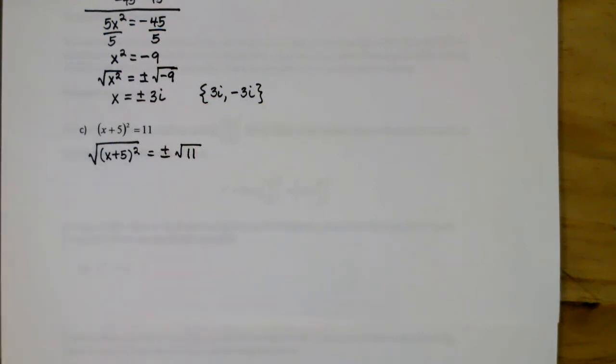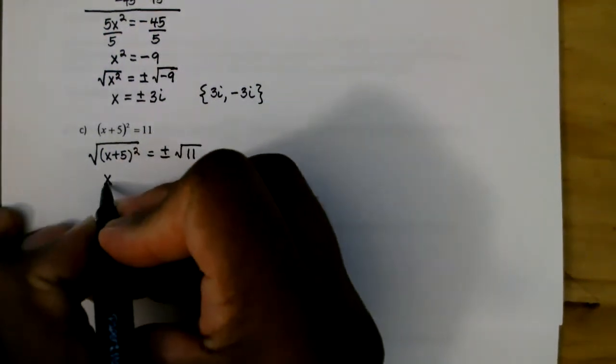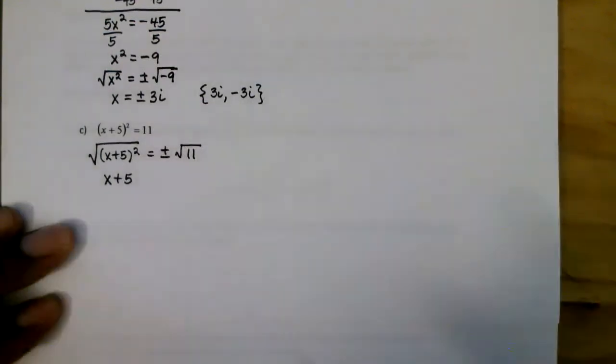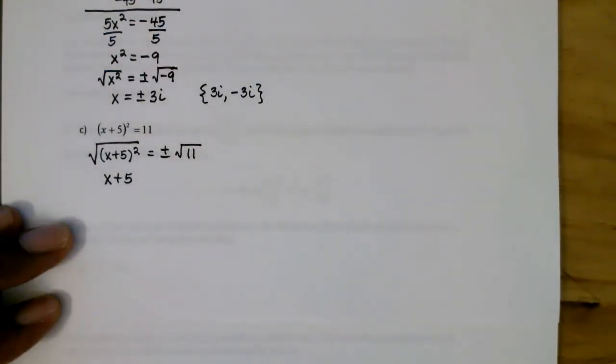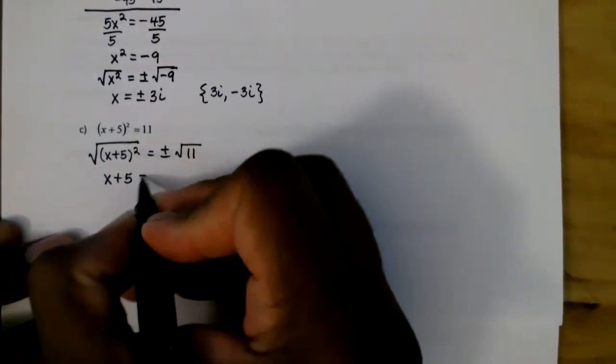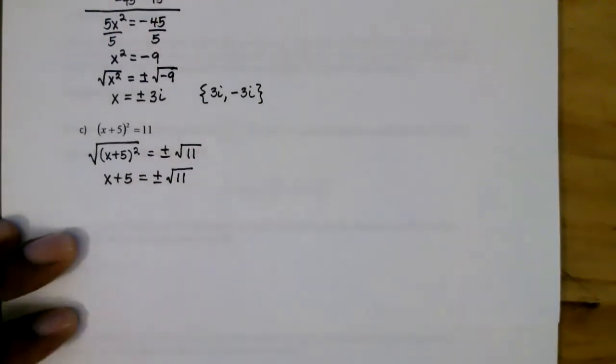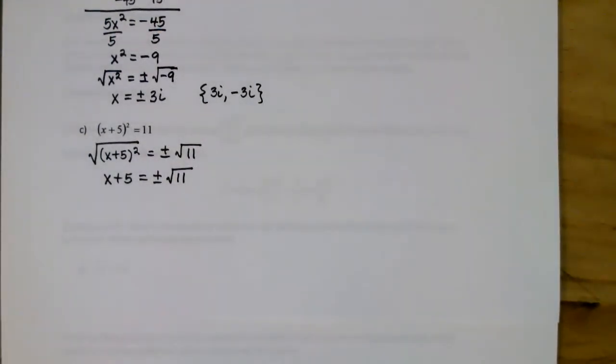Now, the square root of (x + 5) squared, what that square root does, it eliminates that exponent of 2, because squaring and the square root are inverse operations. So we'll be left with x + 5, and then that's equal to plus or minus the square root of 11. 11 is not a perfect square.